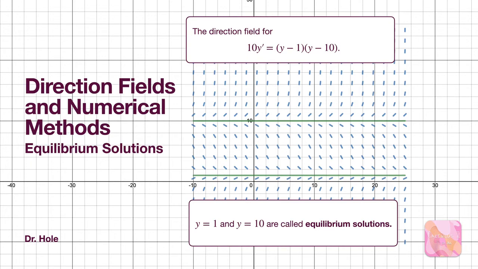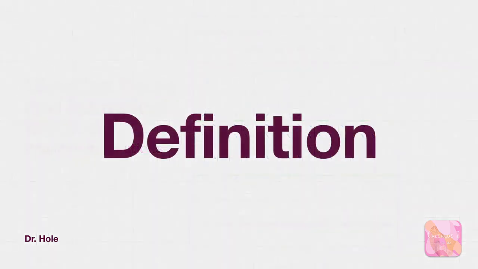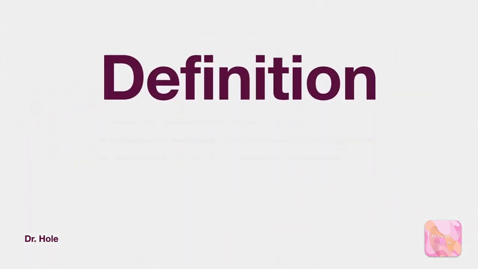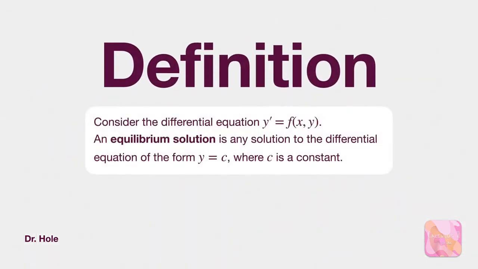Now let's formalize that in a definition. The differential equation y prime given by f of x, y has an equilibrium solution in the form of y equals c, where c is a constant. Good.